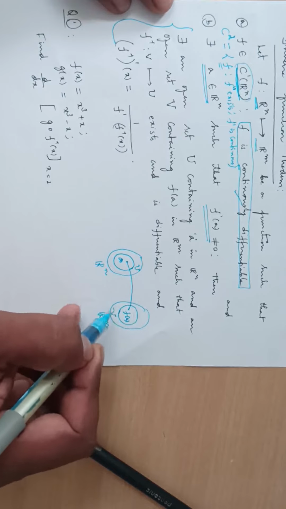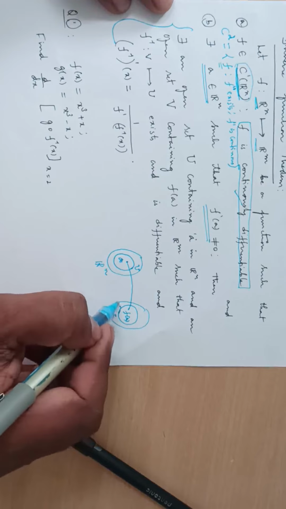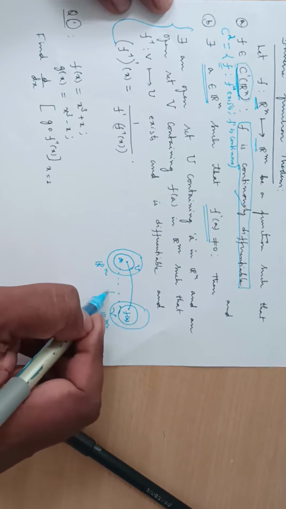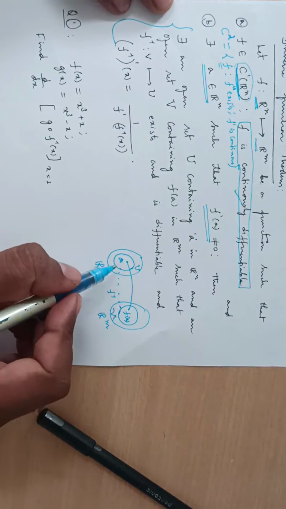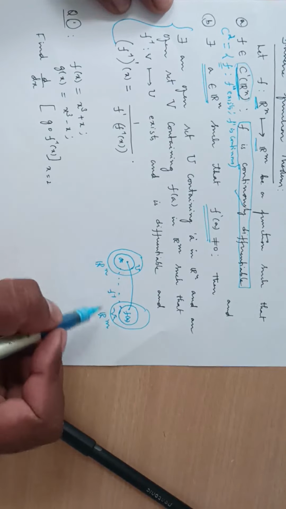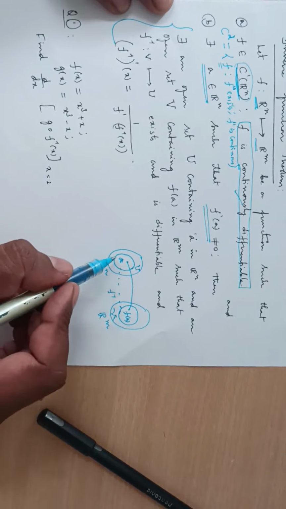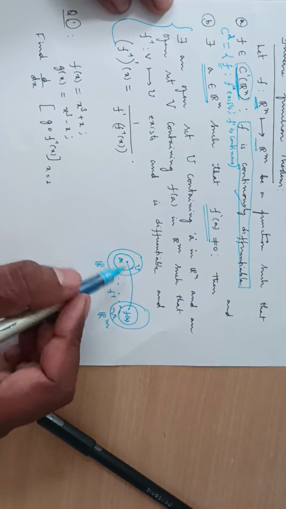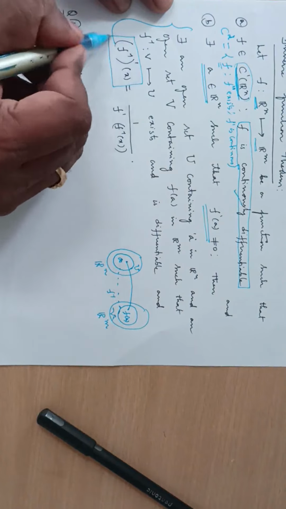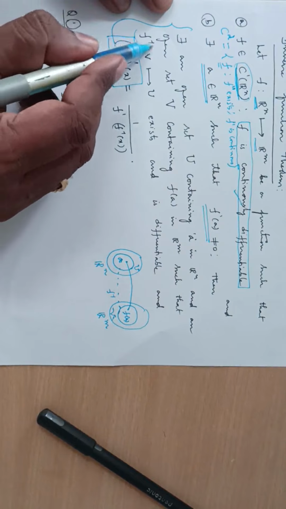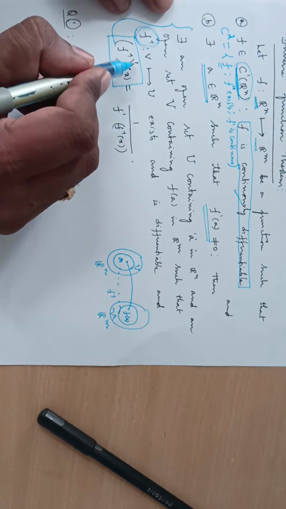You say that that is V, such that you can find the f inverse. That is, f inverse from V to U exists. It is not saying from Rm to Rn. f inverse is from V to U, such that the derivative of this function is given in terms of the inverse of f dash.